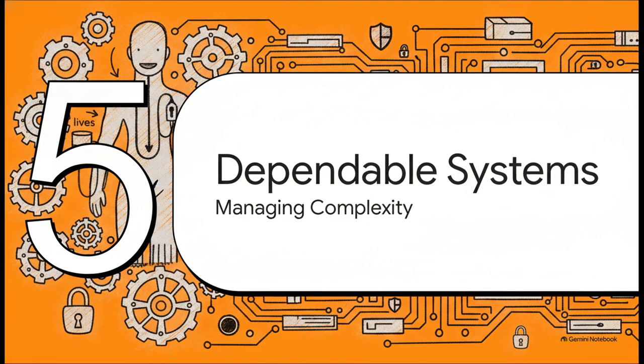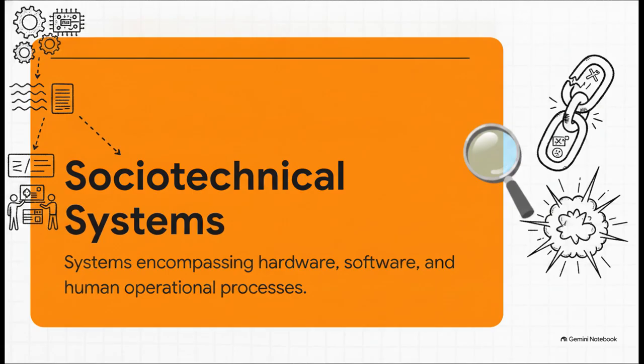Now on to Section 5, Dependability and Complex Systems. When lives are on the line, like with that insulin pump, how do we actually engineer for total dependability? Well, we must look at the big picture, socio-technical systems. These are overarching systems encompassing hardware, software, and human operational processes. You just cannot analyze the code in isolation. An engineering failure in any one of these elements, whether a physical hardware sensor breaks, the software has a bug, or the human operator simply misunderstands a warning screen, can lead to catastrophic overall system failure.